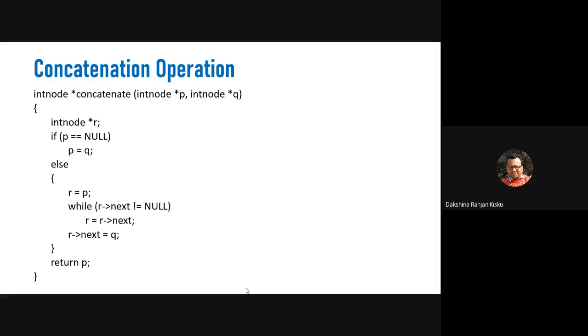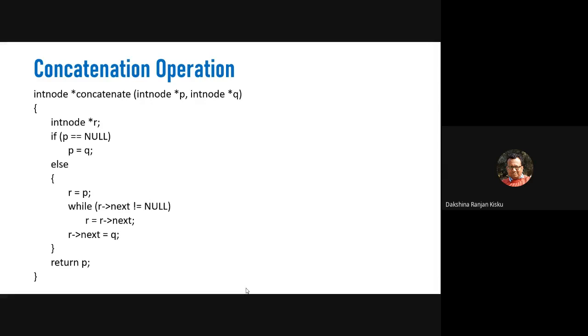Now here a function named concatenate is defined. The return type of this function is the node structure, because here we return the head pointer P for the concatenated linked list. Therefore the return type will be the node structure. And in the definition of the function, we are taking another pointer variable R.